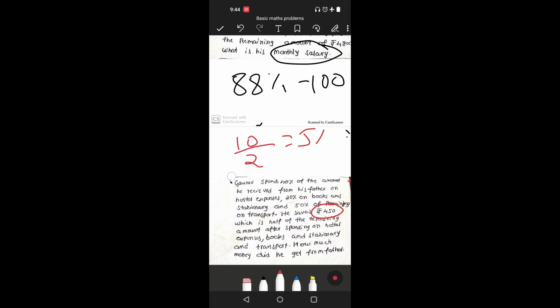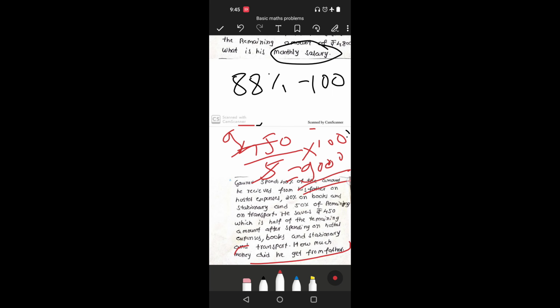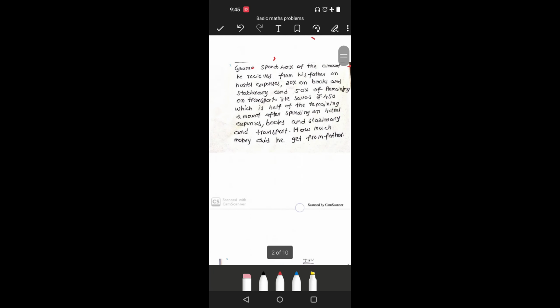So 450 is 5%, and what we need is 100%, right? So how much amount did he get from his father? The calculation will be 450 divided by 5 into 100. So we know 5 nines are 45. So he has got rupees 9,000 from his father. So very simple calculation. Let me go for question number 3.